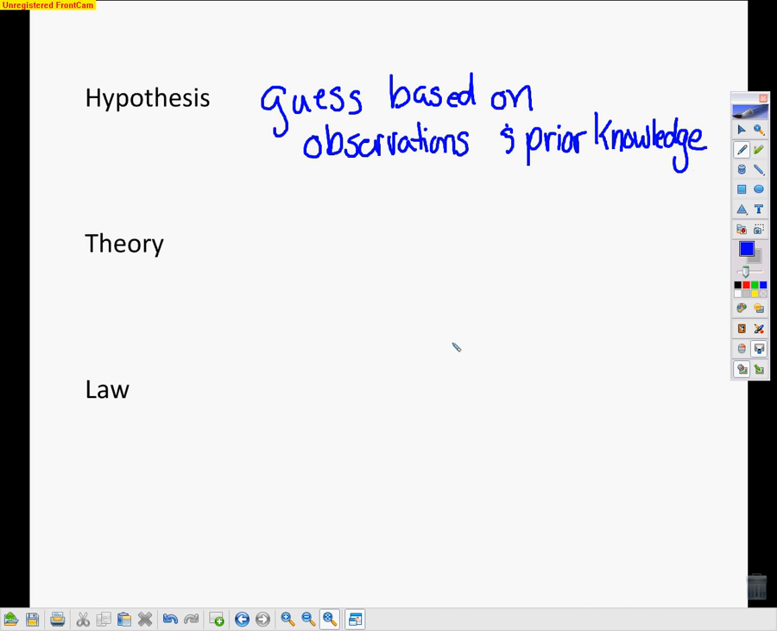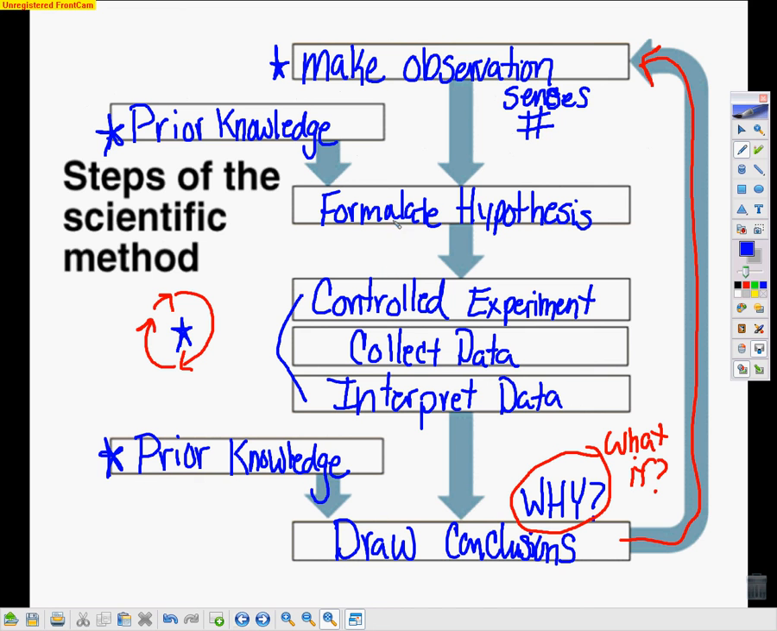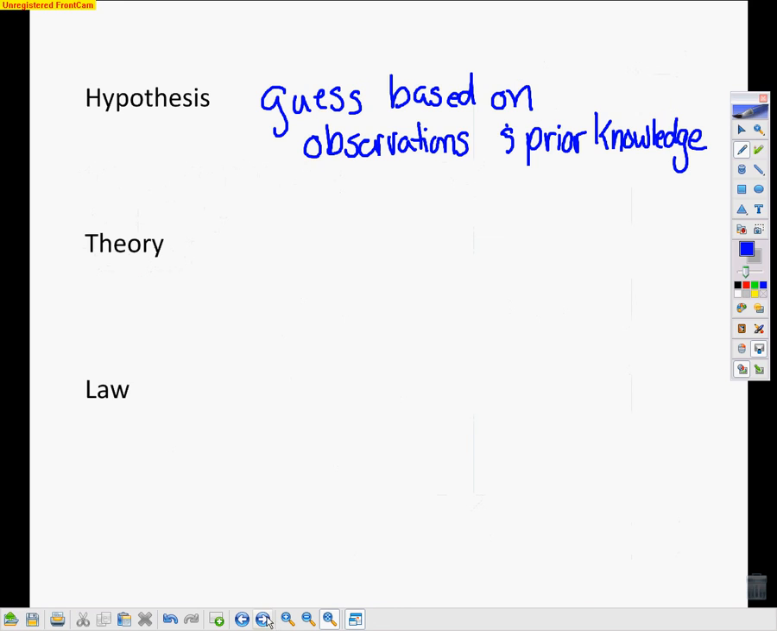Okay, now I'm going to flip back a screen because you'll see where we use hypothesis before. We formulate our hypothesis or we make a hypothesis based on observations and prior knowledge. Alright, so this is your guess that's based on your observations and your prior knowledge. Remember, if I'm going too fast, make sure that you pause. Alright, so how do you go from a guess to a theory? A theory is kind of your next level up.